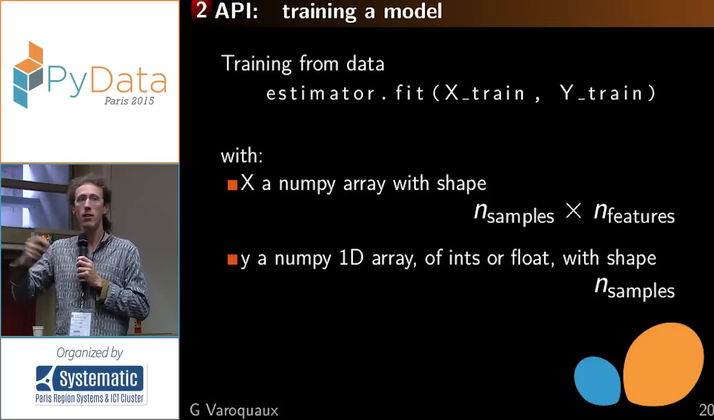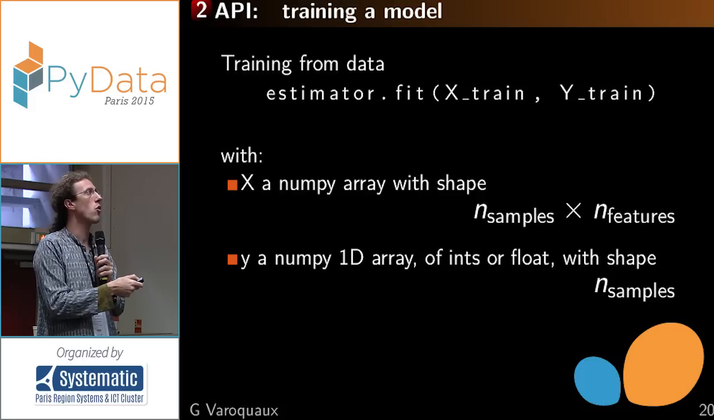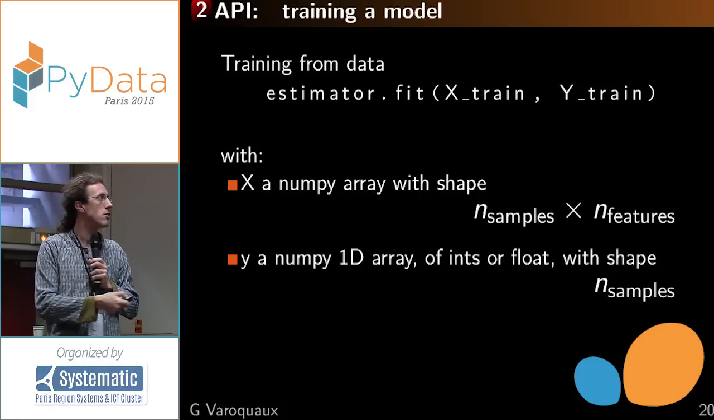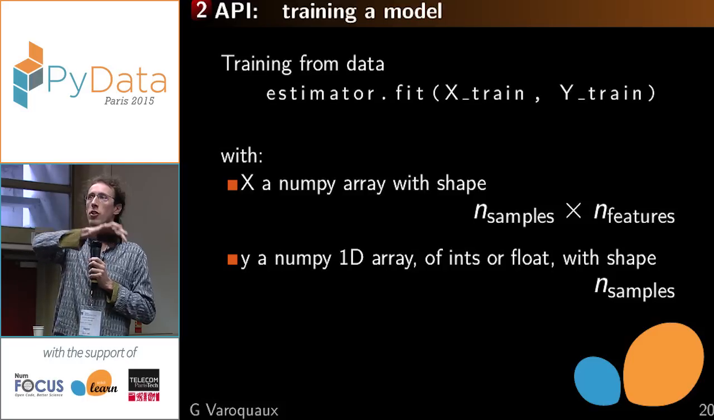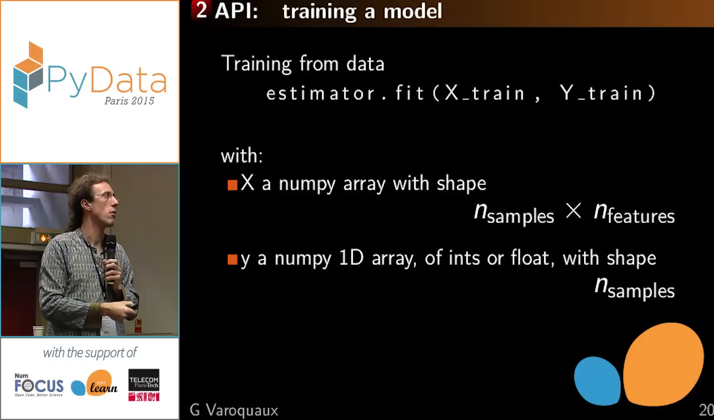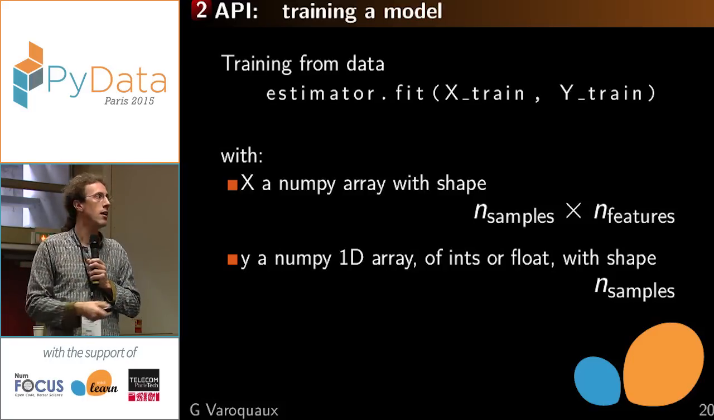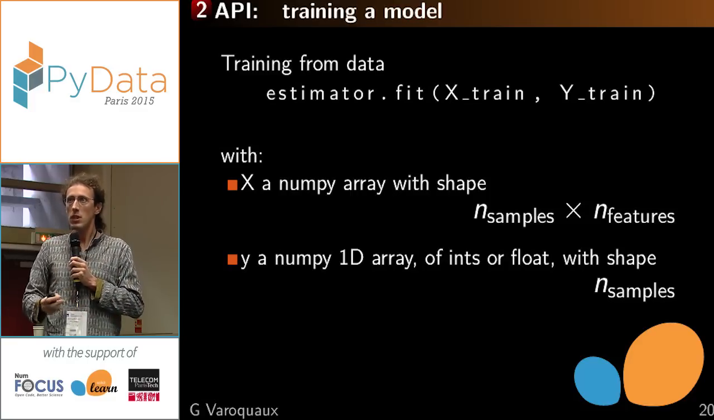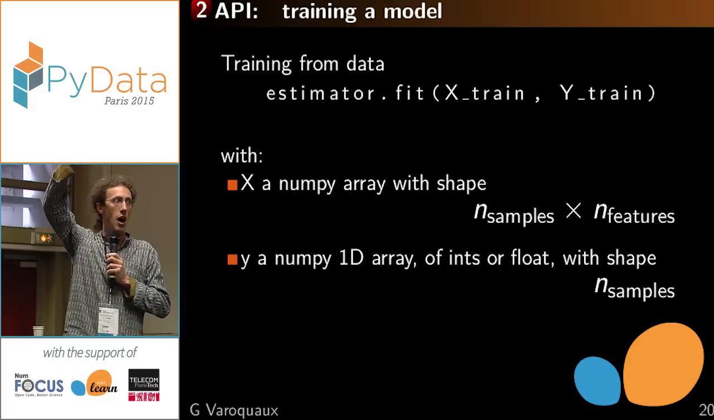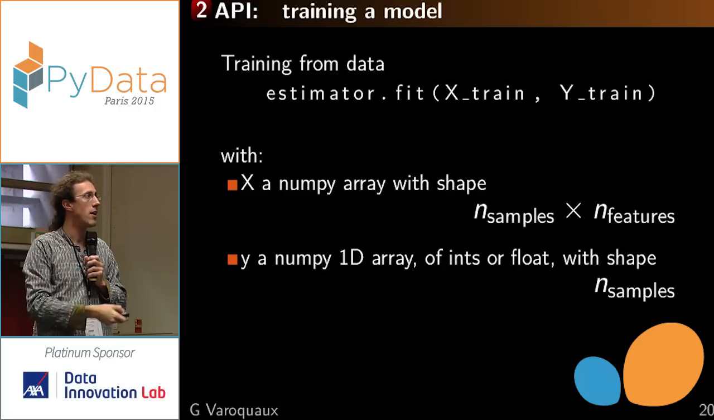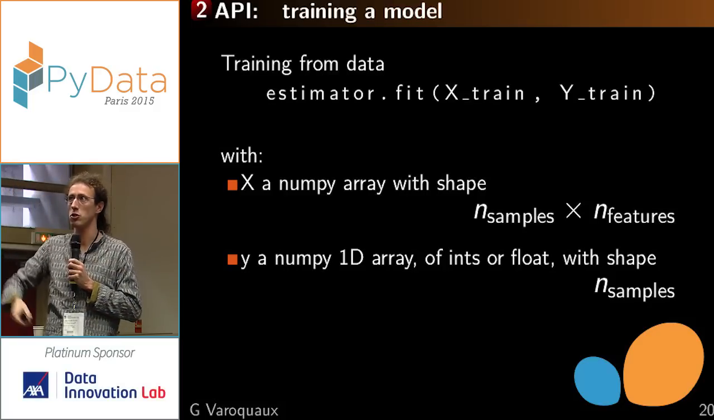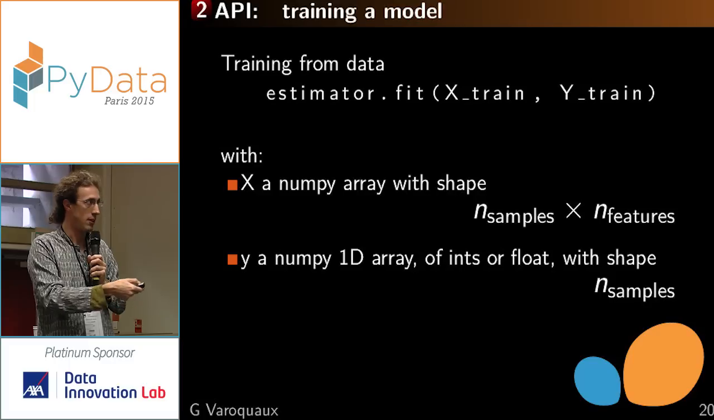Now you need to train it on data. So you're going to call the fit method of the estimator on the data and the labels. X is the data and Y are the labels. And X will be a NumPy array 2D. So it's going to be number of samples. How many observations do you have? By number of features. How many descriptors do you have? So that's your input data.